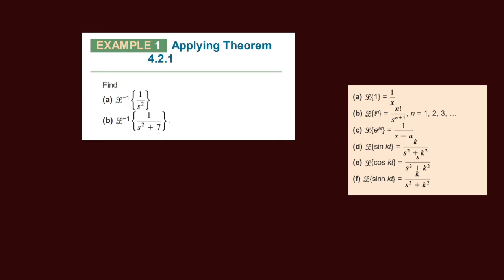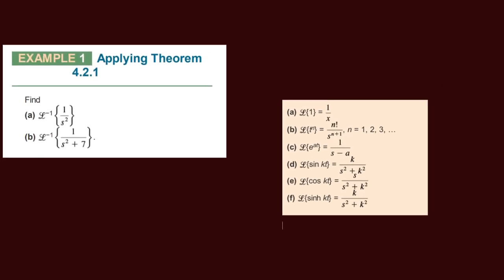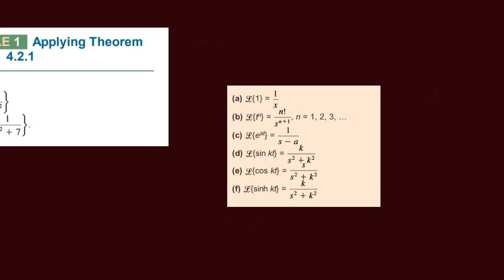Okay, so for this one, we have to find the inverse Laplace transformation for A and B. I gave you guys a table that you can use. This is showing that the Laplace of 1 is 1 over s. For the Laplace of t to the power of n, where n is 1, 2, or 3, it's going to be in the following format. So if n was 1, we would just put a 1 in here, and so on and so forth.